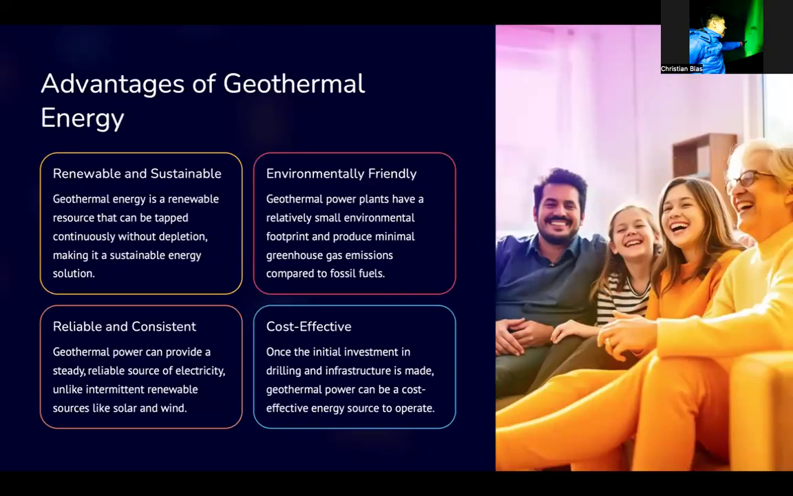The advantage of geothermal, of course, is that it is renewable and sustainable. Like what I told you earlier, there's no depletion of the geothermal resources. It is also environmentally friendly because it has less greenhouse gas emission compared to traditional fossil fuels. It is reliable and consistent, not like solar and wind. Solar depends on the sun and wind depends on the wind. For geothermal, there's always heat coming out from Earth's core. It is also cost effective, cheaper to operate.